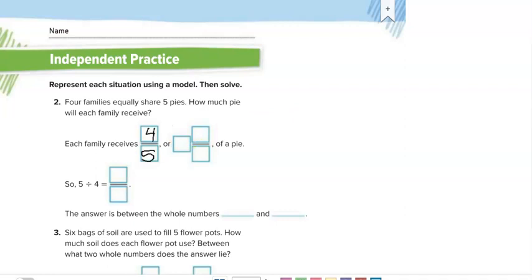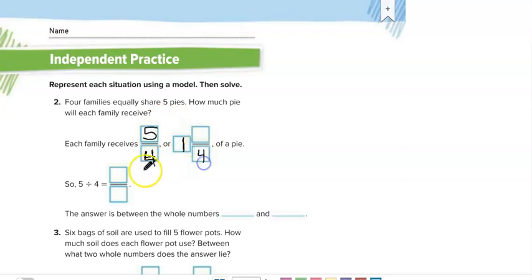I'm sorry, let me take that back. We're going to take our 5 pies and divide that into 4 families. Sorry, I kind of switched that around there. So we know that 4 can go into 5 one whole time, right? It's never good when our numerator is bigger than our denominator. We don't typically like that, so we try to make it as simple as possible. So each person is going to receive 1.